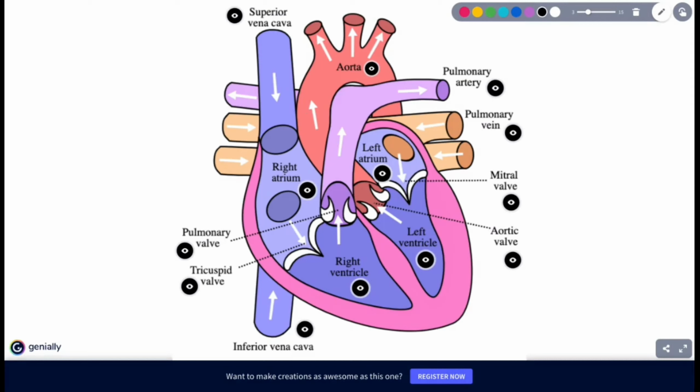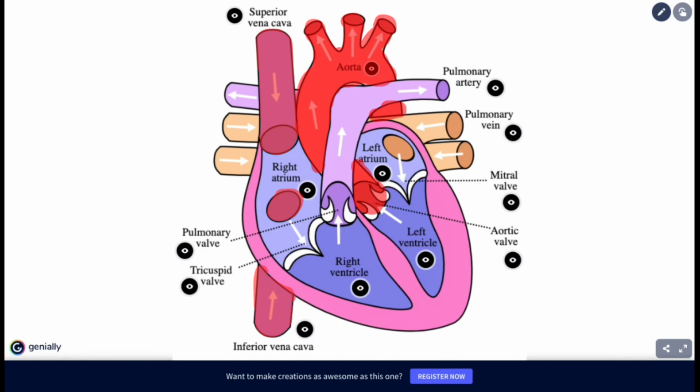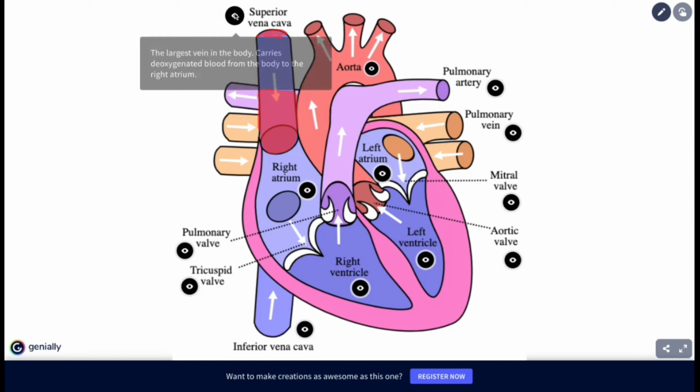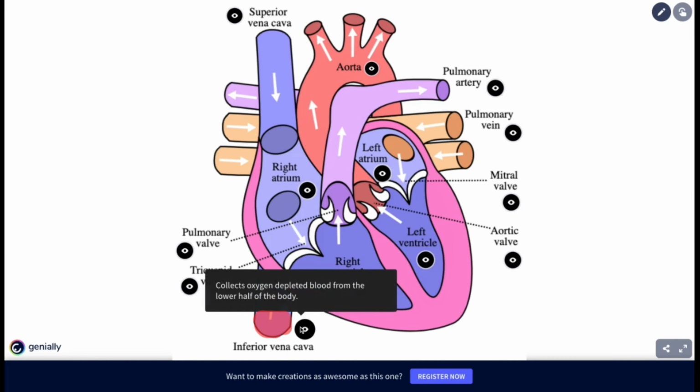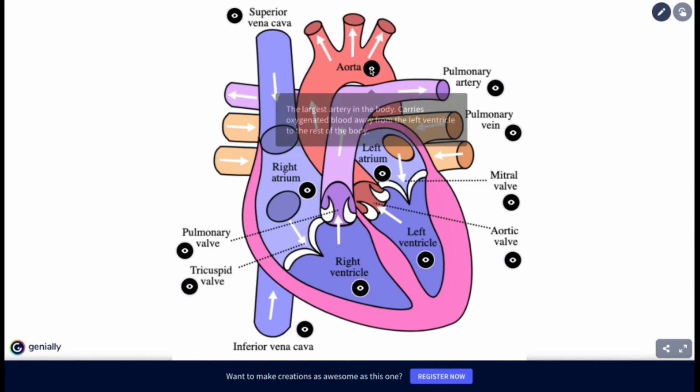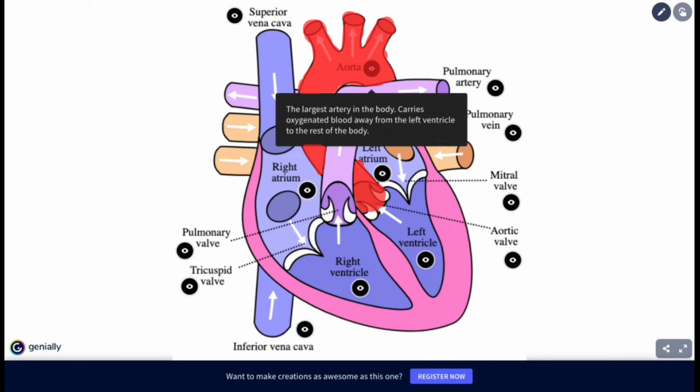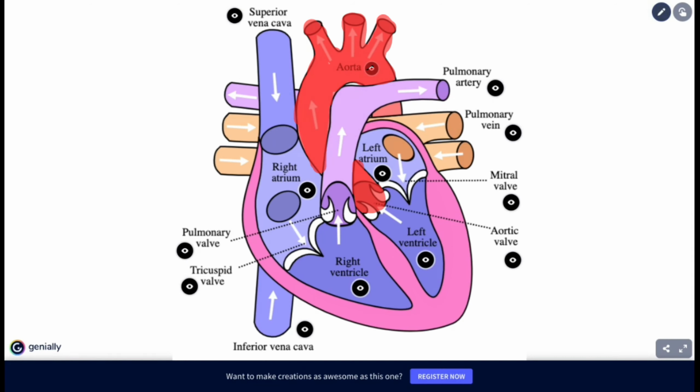Firstly, we can observe the superior and inferior vena cavas and the aorta, which we've previously taken a look at. The superior vena cava, along with the inferior vena cava, collects oxygen-depleted blood from the body. The superior vena cava, as mentioned earlier, collects oxygen-depleted blood from the half of the body located above the heart, while the inferior vena cava collects oxygen-depleted blood from the half of the body below the heart. The aorta is responsible for sending oxygenated blood out of the body after it's oxygenated.